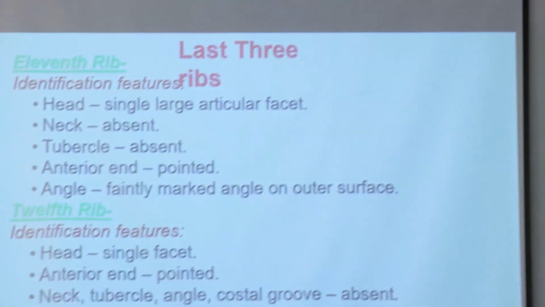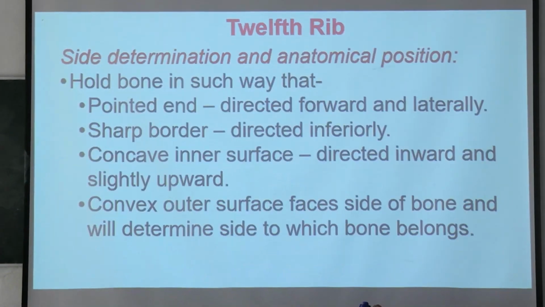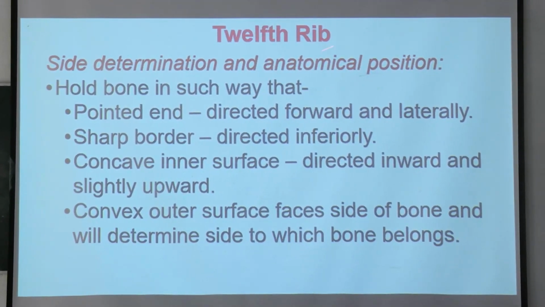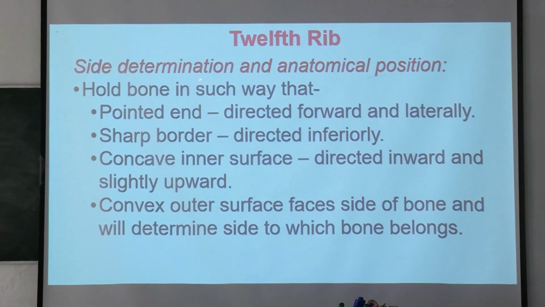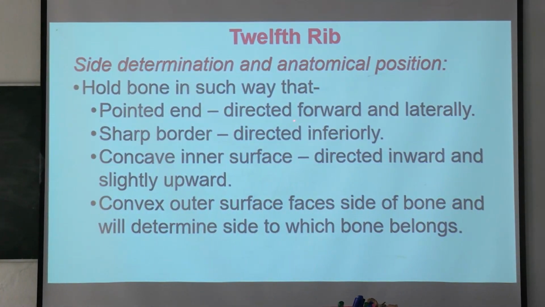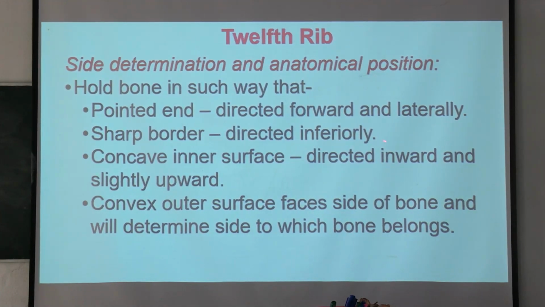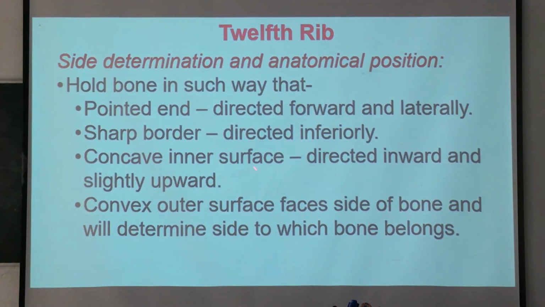Okay, now we go to the attachments of the 12th rib. Side determination and anatomical position: hold the bone in such a way that the pointed end is directed forward and laterally, the sharp border is directed inferiorly, and the concave inner surface is directed inward and slightly upward.